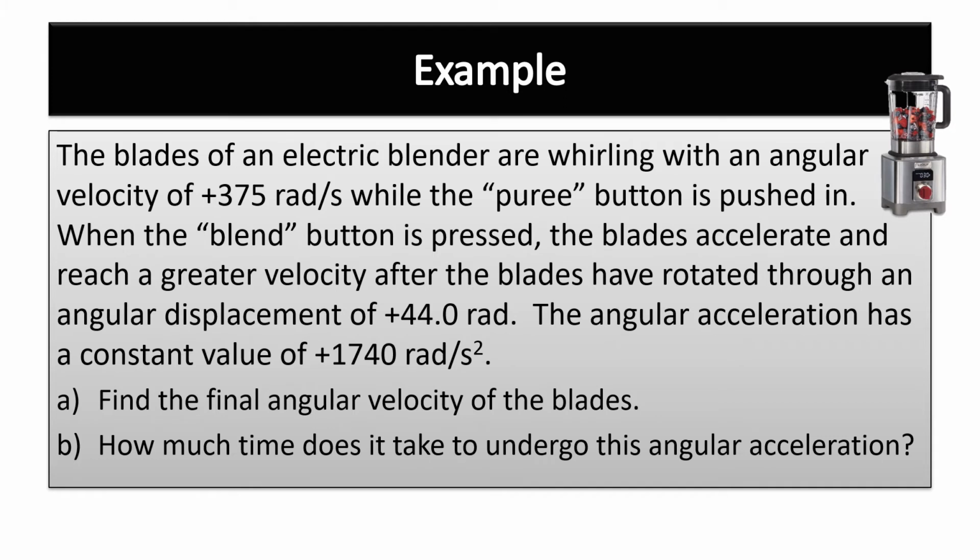It says, the blades of an electric blender are whirling with an angular velocity of positive 375 rad per second while the puree button is pushed in. When the blend button is pressed, the blades accelerate and reach a greater velocity after the blades have rotated through an angular displacement of positive 44 radians. The angular acceleration has a constant value of positive 1,740 radians per second squared. They want you to find the final angular velocity of the blades, and how much time it takes to undergo this angular acceleration.